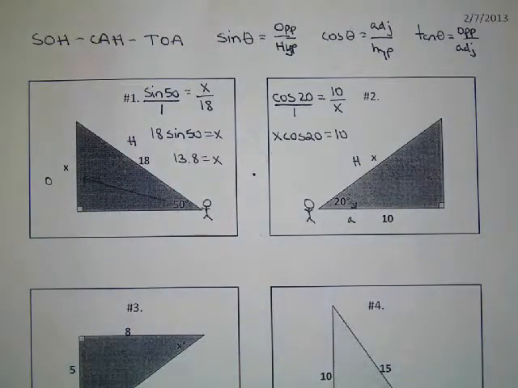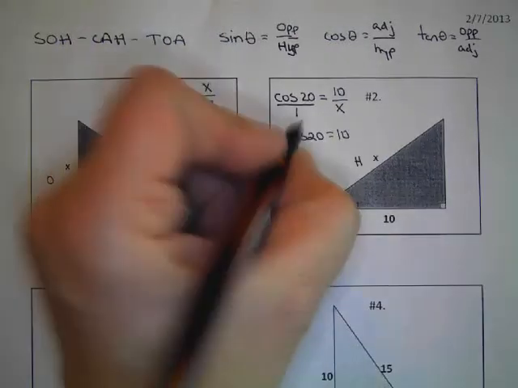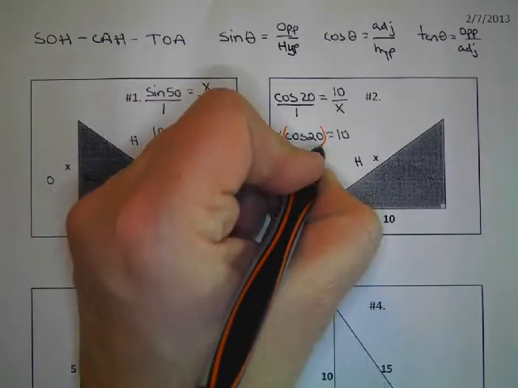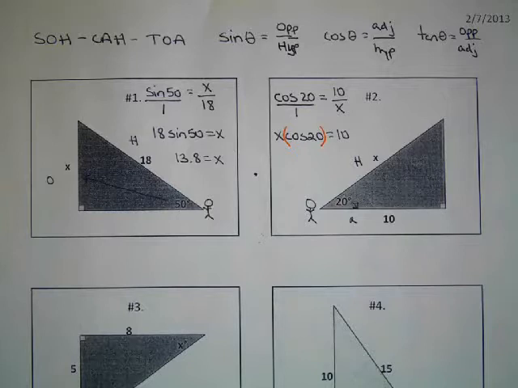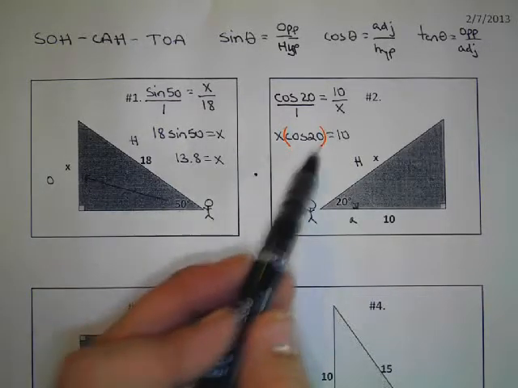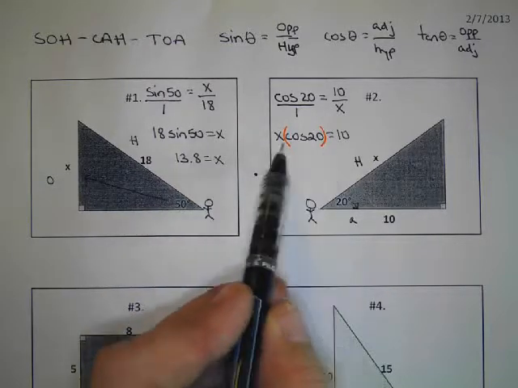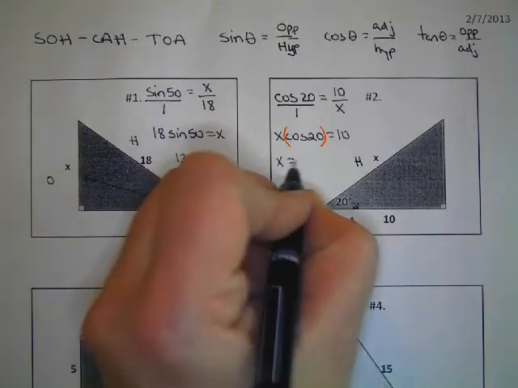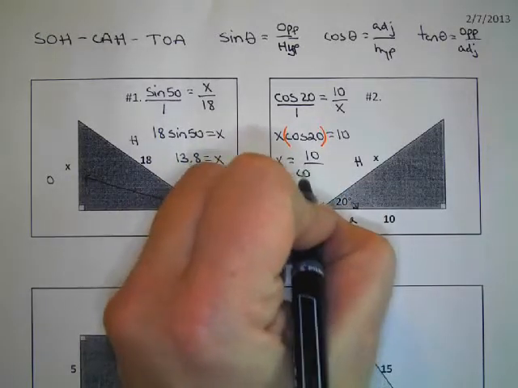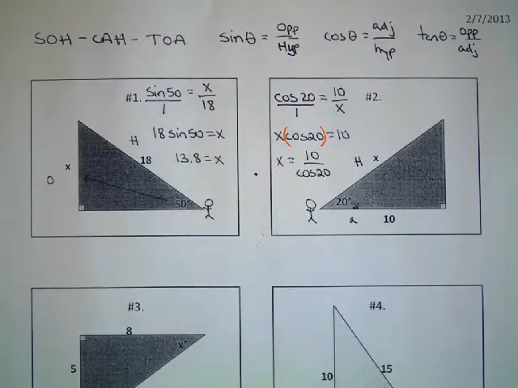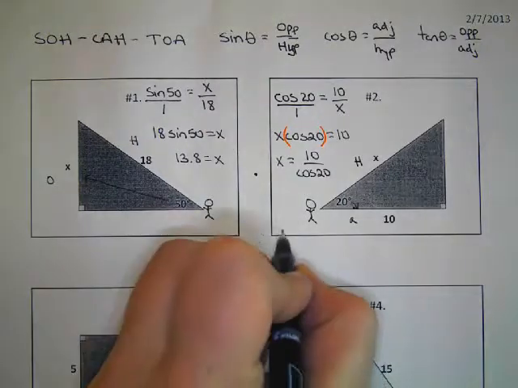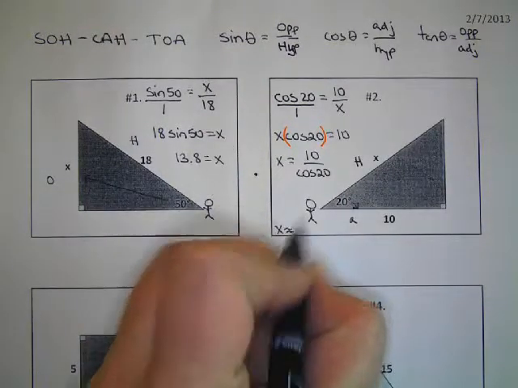Something that might help you to remember that cosine of 20 is actually a number is to put it in parentheses. You cannot separate the cosine and the 20. Okay, that is a number. If we type that in the calculator, you'd get a decimal. So in order to get x alone, since this is a multiplication problem, we divide by the cosine of 20. So 10 divided by cosine of 20, and x is about 10.6.